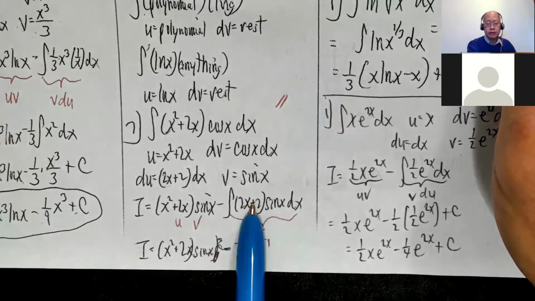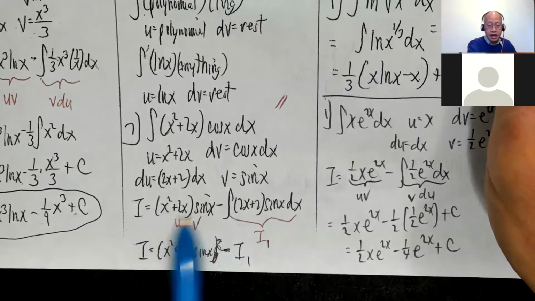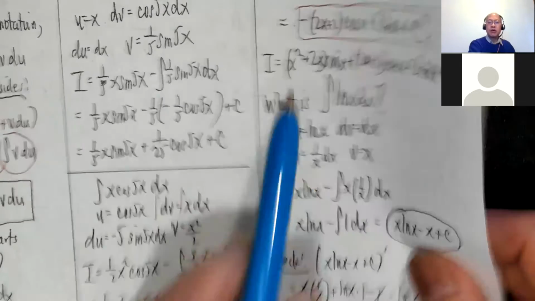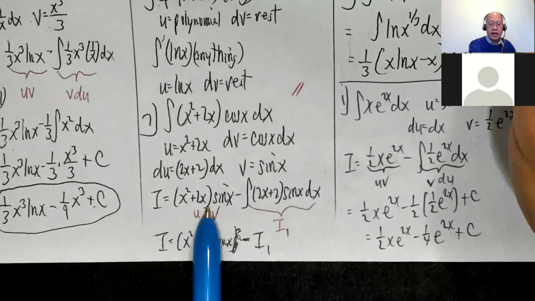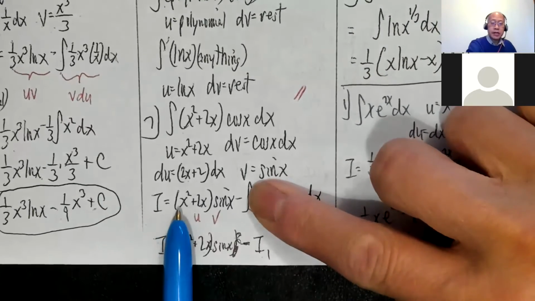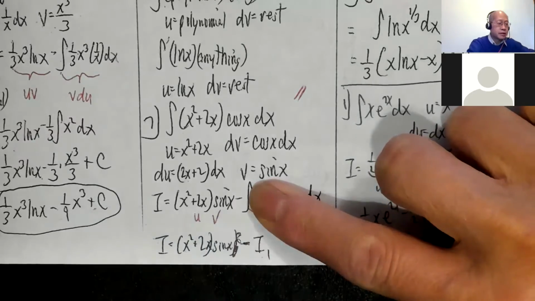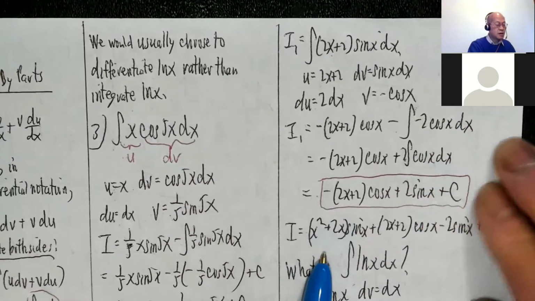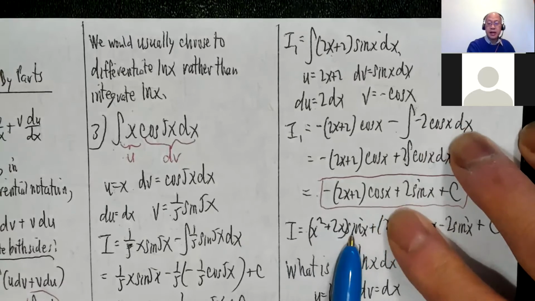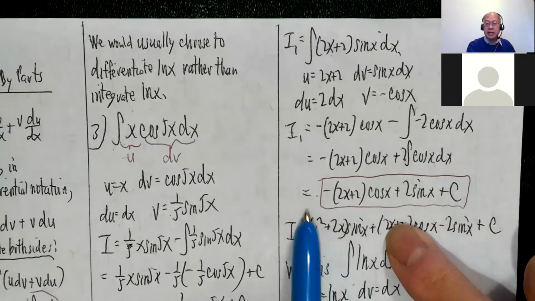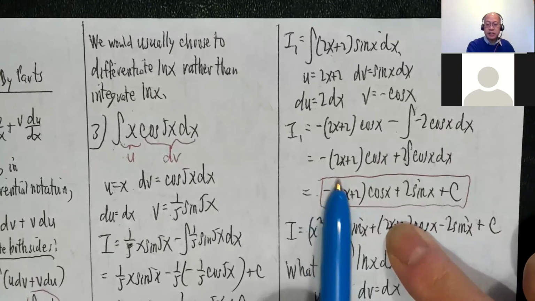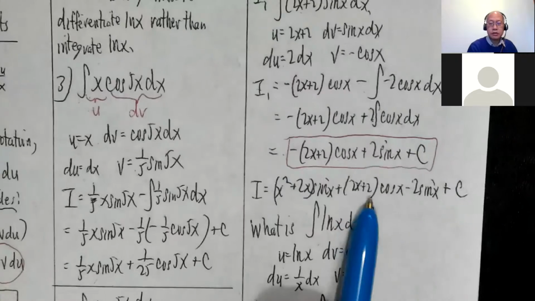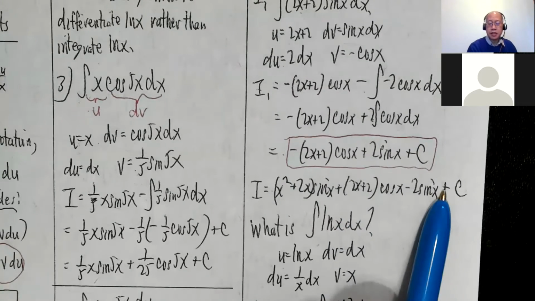bring it over here. So now the original integral is this stuff, minus whatever I got from I1. So finally, the original I1 is this stuff, x squared plus 2x sine x minus something. So I'm going to copy this, x squared plus 2x sine x, and then minus something, but that minus something has a negative there, so I decided to distribute this. So that becomes a plus, that becomes a minus. So plus 2x plus 2 cosine x minus 2 sine x plus a constant.